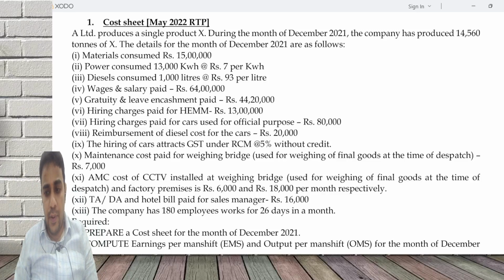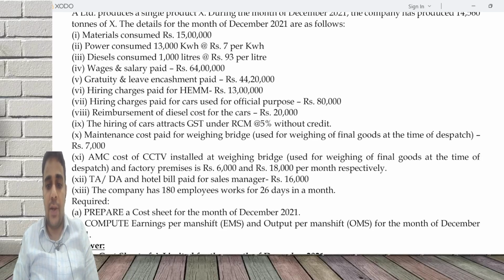Okay, A Limited produces a single product X during the month of December 2021. The company has produced 14,560 tons of X. Details for the month of December 2021 are as follows. Material consumed 15 lakhs, power consumed 13,000 units at 7 per unit, diesel, wages and salaries, gratuity and leave encashment, hiring charges paid for hem, maybe the machinery, hiring charges paid for cars, reimbursement of diesel cost, hiring of cars, maintenance cost, AMC cost, TA and DA and hotel bills. Prepare a cost sheet. Compute earnings per man shift and output per man shift. That is, earnings per man shift is per person: how much one shift earns per man is called per man shift.